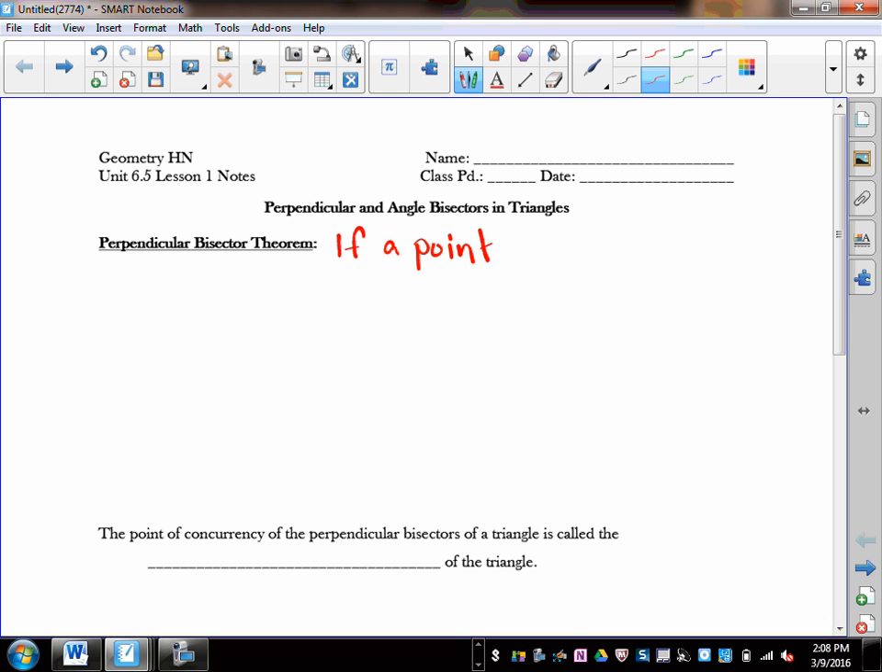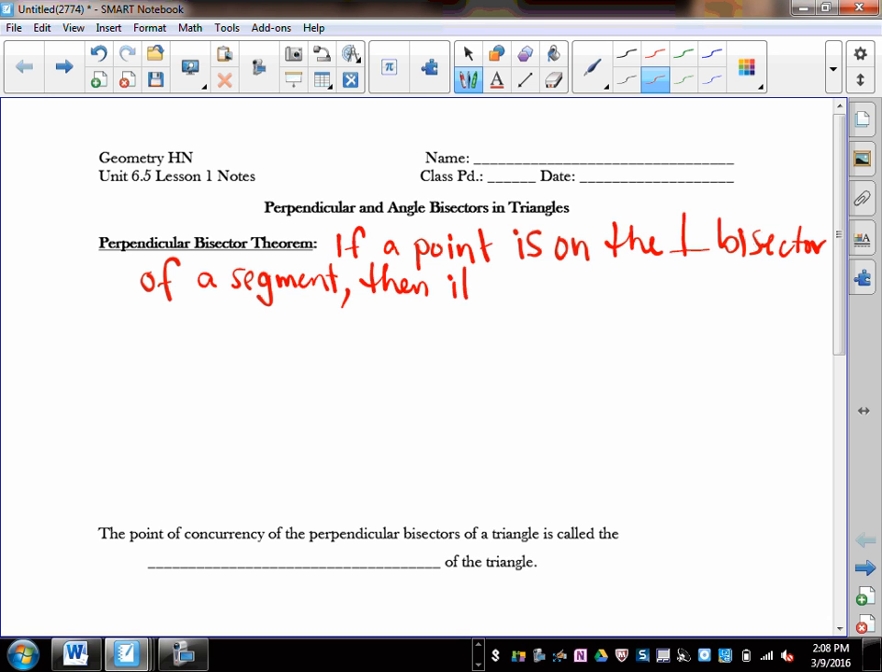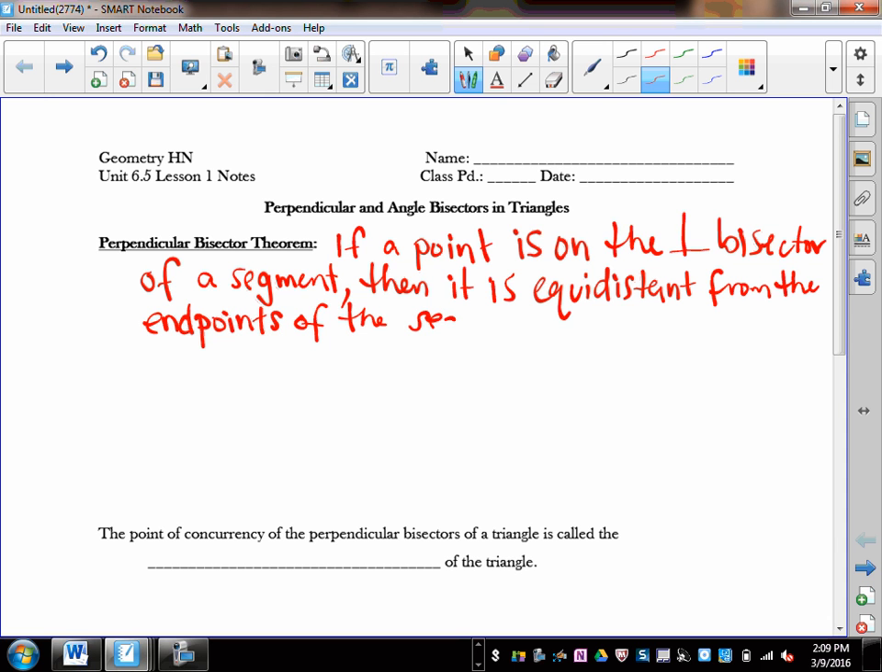All right. If a point is on the perpendicular bisector of a segment, then it is equidistant from the endpoints. So we've got a segment, we have its perpendicular bisector. What this theorem tells me is that any point on that perpendicular bisector is equidistant from the endpoints.